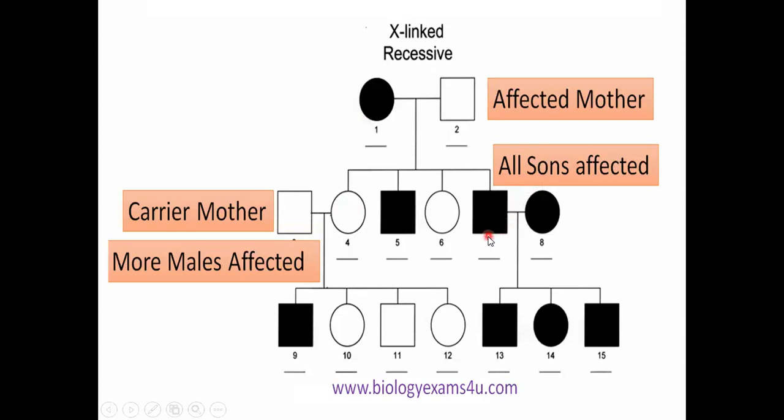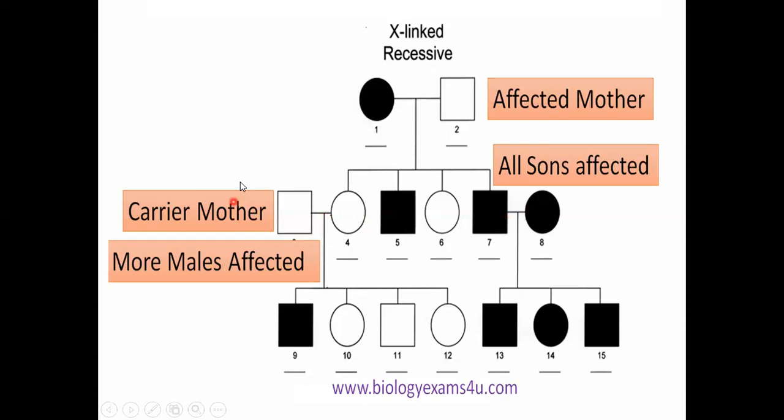In the second generation, you also see here the individual at number 7, that is a male, and that male is married to an affected female. Both of the parents are affected. So as both of the parents are affected with the X-linked recessive disorder, they produce all affected offspring. Their sons are affected and their daughter is also affected.